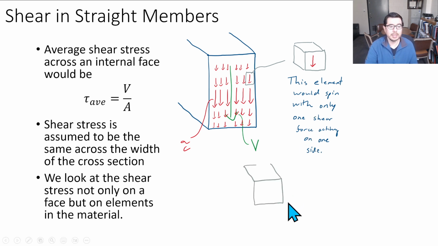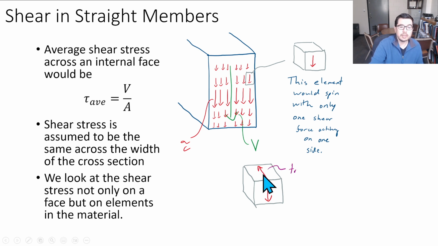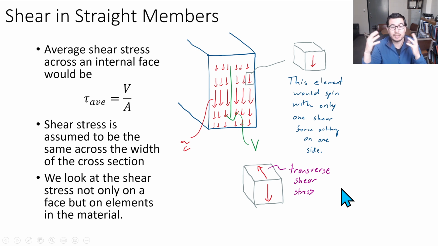So what happens? We have to have a corresponding shear stress on other surfaces of this element, and maybe the most obvious one is going to be on the top. And this shear stress on the top, along the direction of the beam, the longitudinal direction, is what we consider to be the abstracted transverse shear stress.